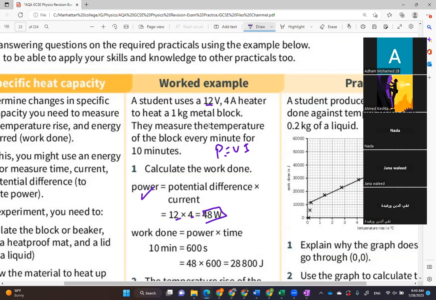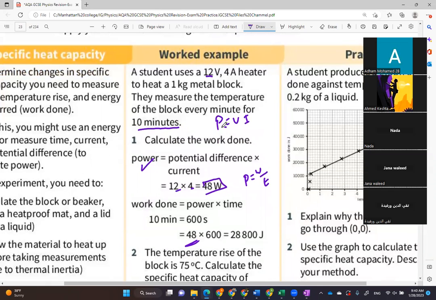So I got the power. Once I have the amount of power in watts, I'm going to find the work done, which is power multiplied by time. Last time we took power equals work divided by time, right? So the work equals power times time. The power is 48 from the first part, and be careful, the time here is in minutes. You cannot use minutes, you have to change it to seconds. So I multiply it by 60. So 10 minutes is 600 seconds, and then you multiply the 48 by 600 to get the amount of joules. Okay, this is the first part.